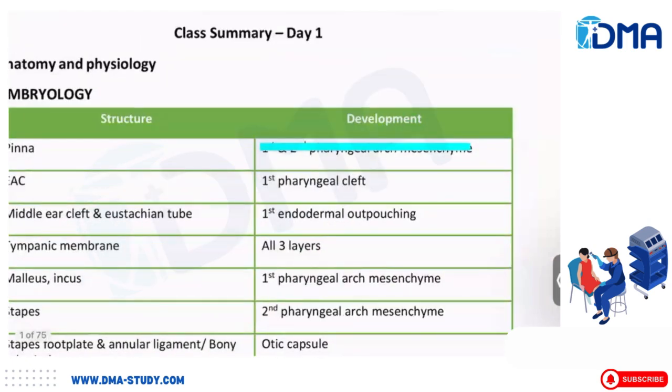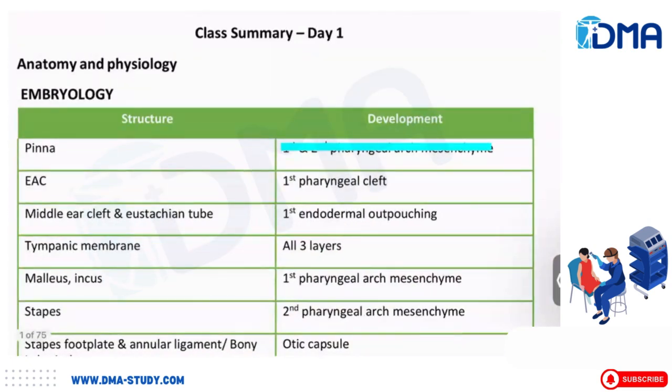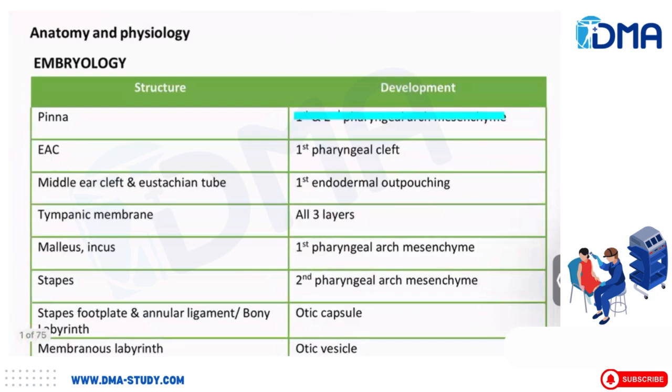So we're going to start with the ear, then proceed to nose, then finally throat. So first we'll start with anatomy and embryology of the ear. Okay. So first one, see here, pinna develops from hillocks of His, which develops from first and second arch mesenchyme.